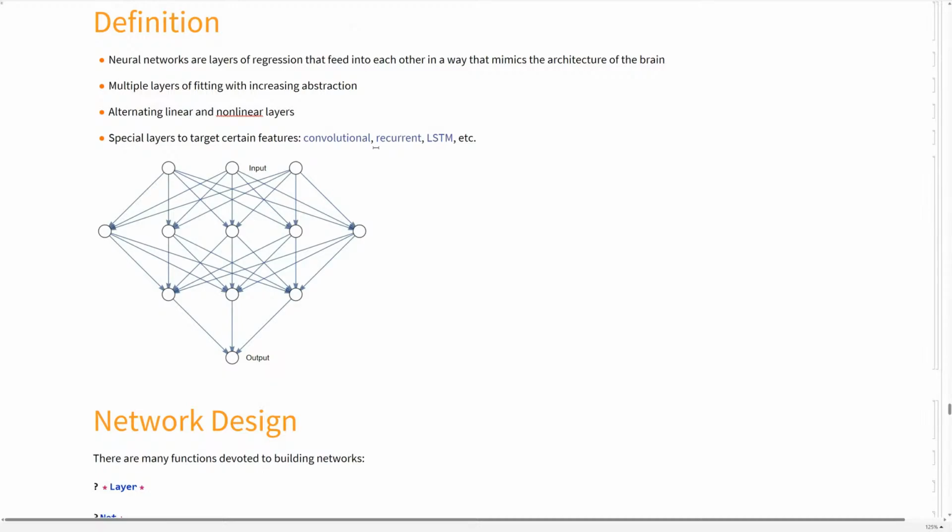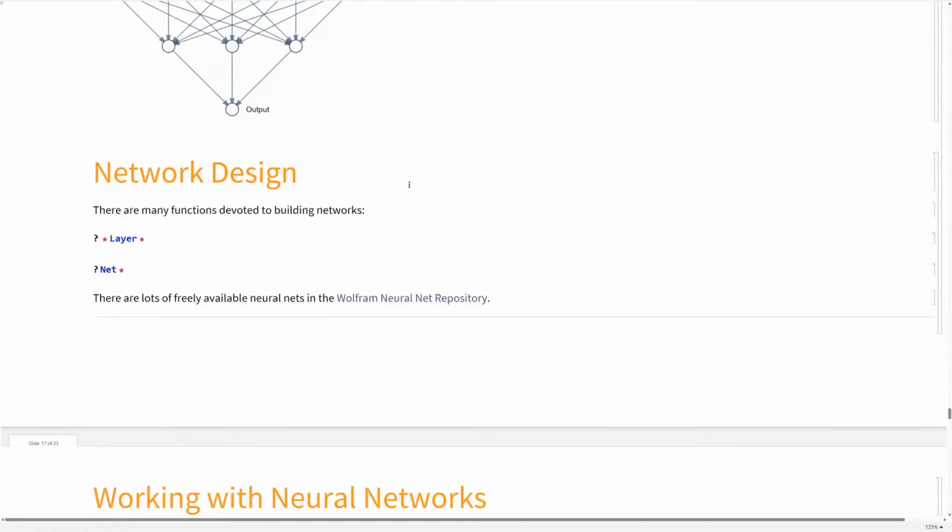These are just some specific layers that serve different purposes. Some of these layers work better with images. Some of them are good at dealing with numerical data, something like that.